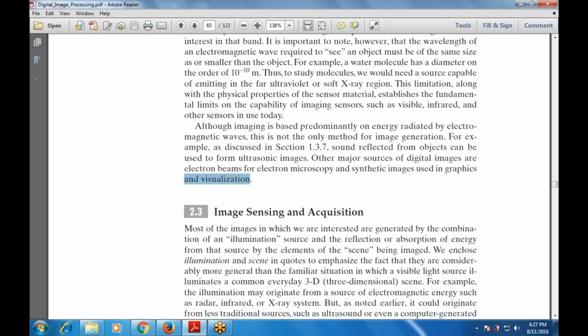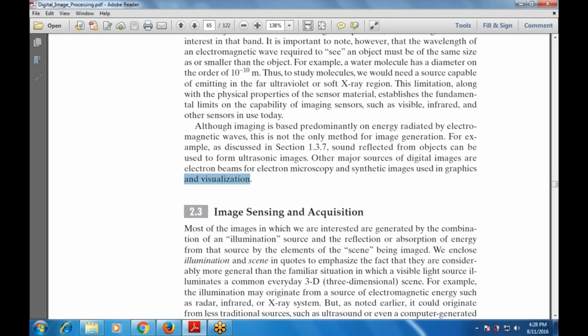We use two words, illumination and scene, in order to emphasize the fact that they are considered more general than the familiar case in which a visible light source illuminates a common scene. When visible light illuminates a common 3D scene, that is a three-dimensional scene. For example, the illumination may originate from a source of electromagnetic energy such as radar, infrared or X-ray systems. That illumination will be used as a source of electromagnetic energy.